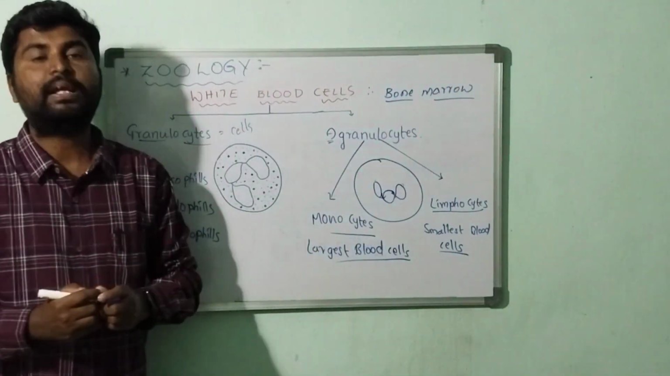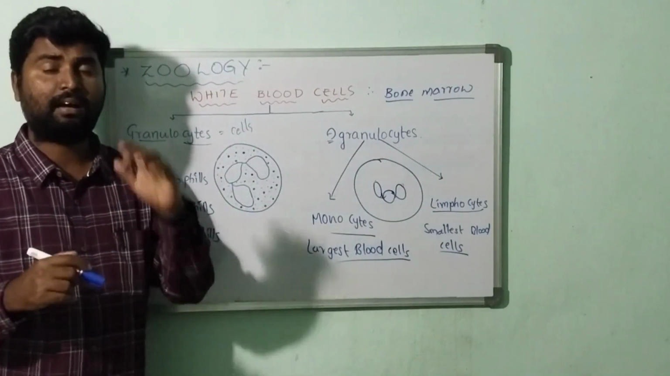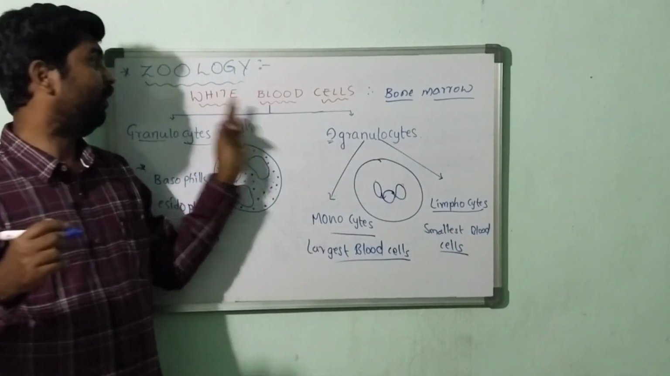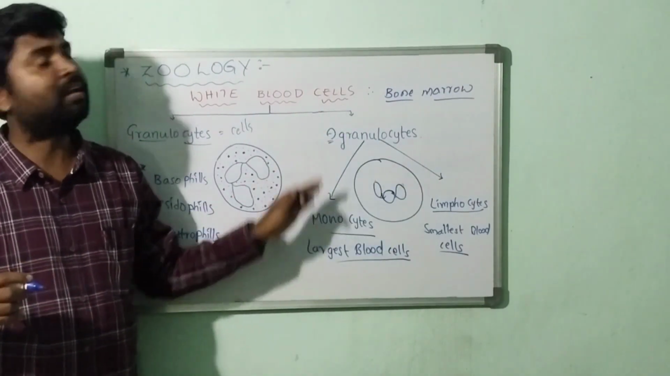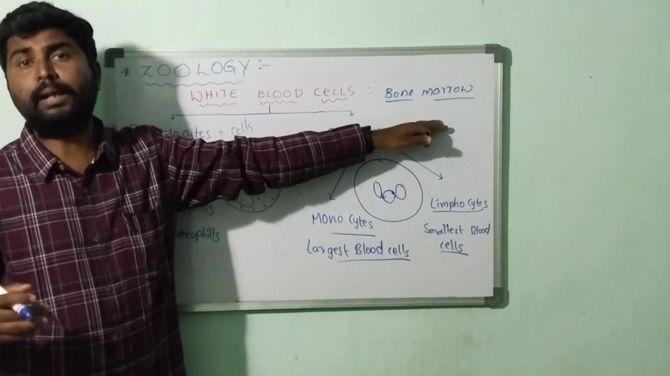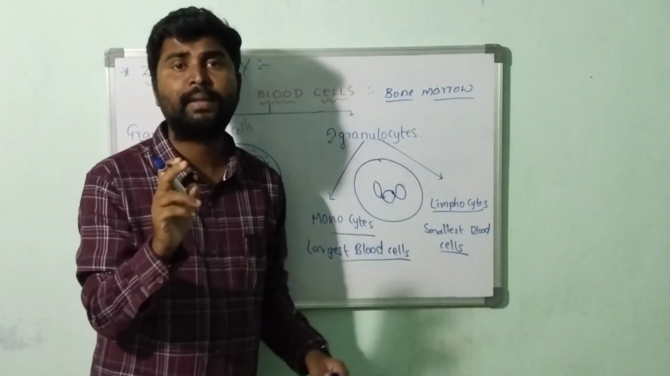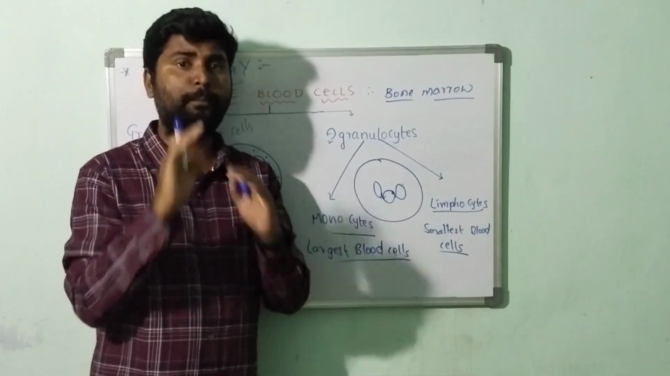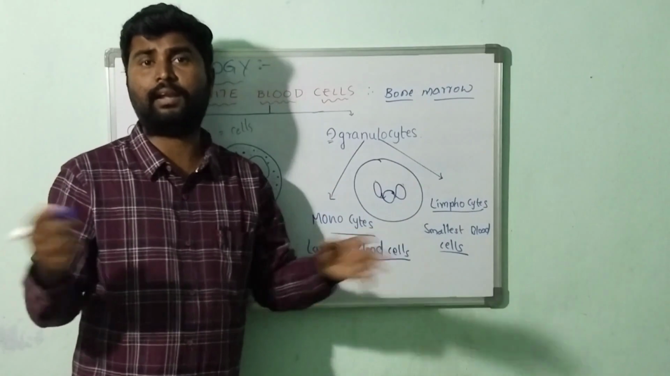Bone marrow. In birds, especially, you have to remember this, for the NEET students. In human beings, we can get WBC from the bone marrow. In birds, there is no bone marrow. You can observe clearly, birds have no bone marrow. The birds do not have bone marrow. That's why they fly easily.